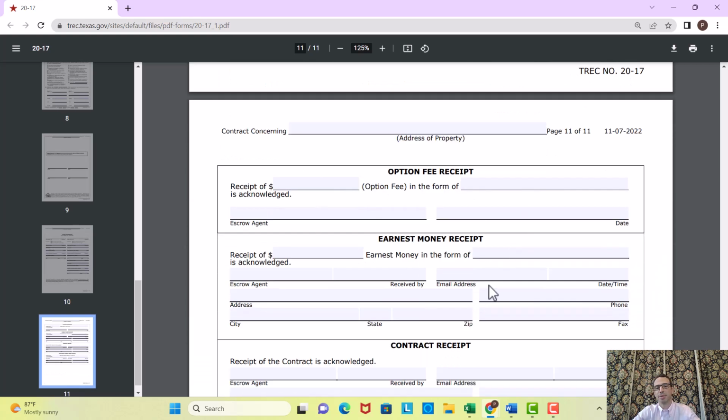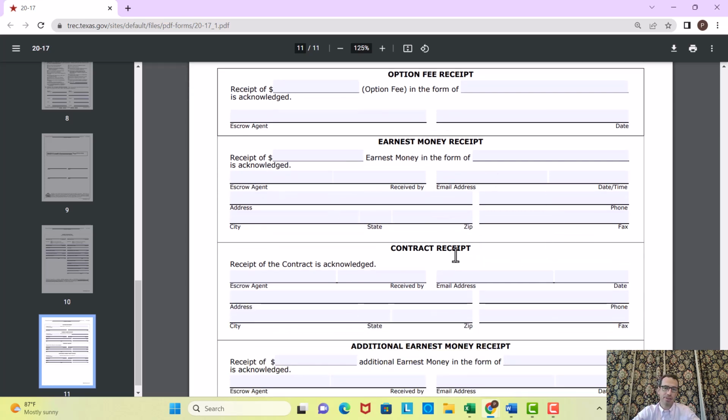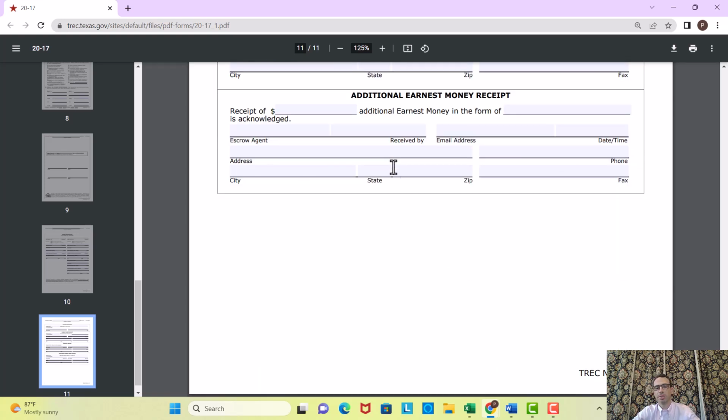And then this is your receipt when you send this over to the title company, and now the title company is taking the option fee and the earnest money and the contract, putting that in escrow. This is the proof of receipt that they give back to the principals in the transaction or the realtors.